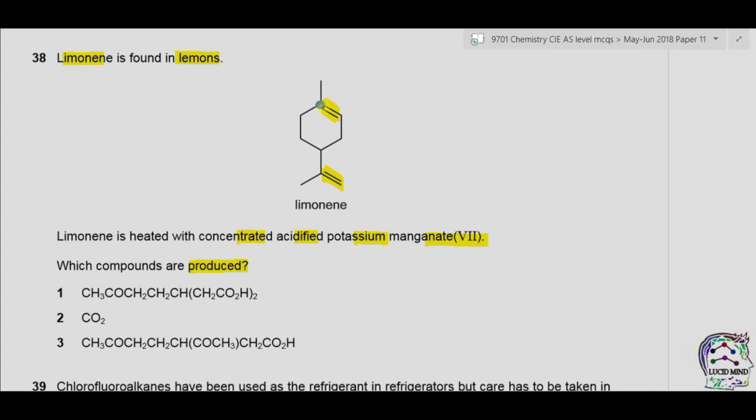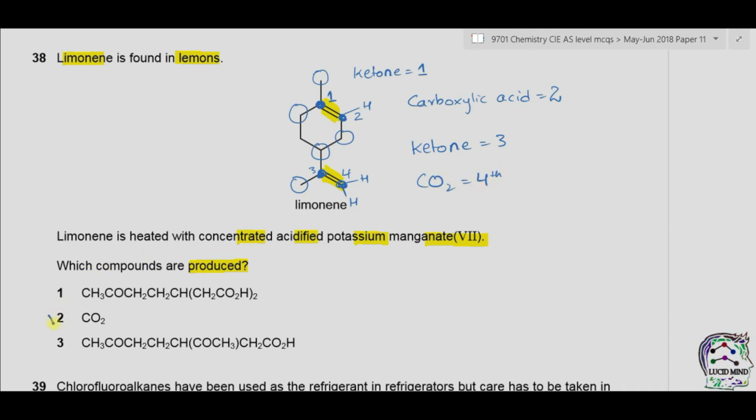The carbon atoms involved in the double bond: this one is attached with two alkyl groups, so it will convert into a ketone. This is the second carbon involved in the double bond; as it consists of one alkyl group and one hydrogen atom, it will convert into a carboxylic acid upon oxidation. The third carbon present in the double bond is this one. It also consists of two alkyl groups directly attached, so the third will convert into a ketone. The fourth carbon atom present in the double bond consists of two hydrogen atoms, so it will convert into carbon dioxide. So we have carbon dioxide as an option.